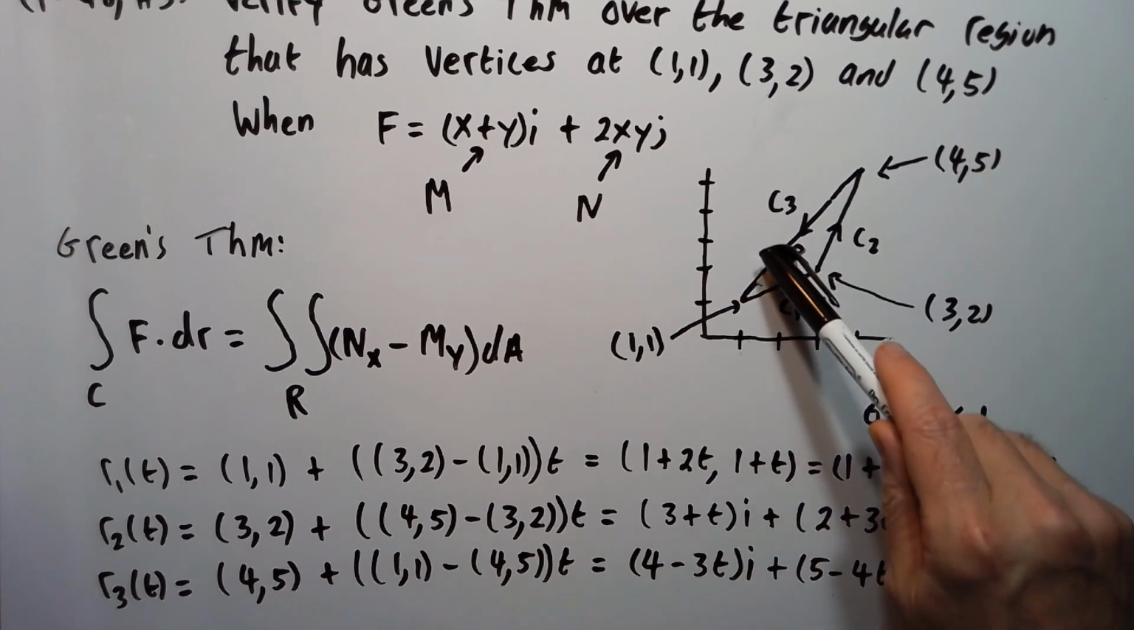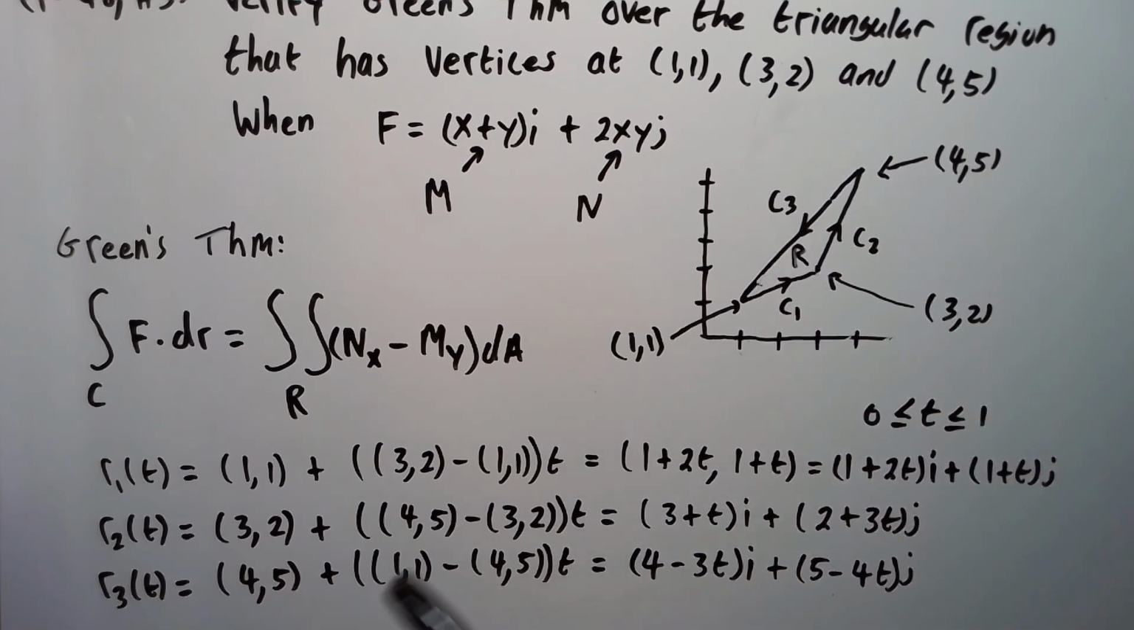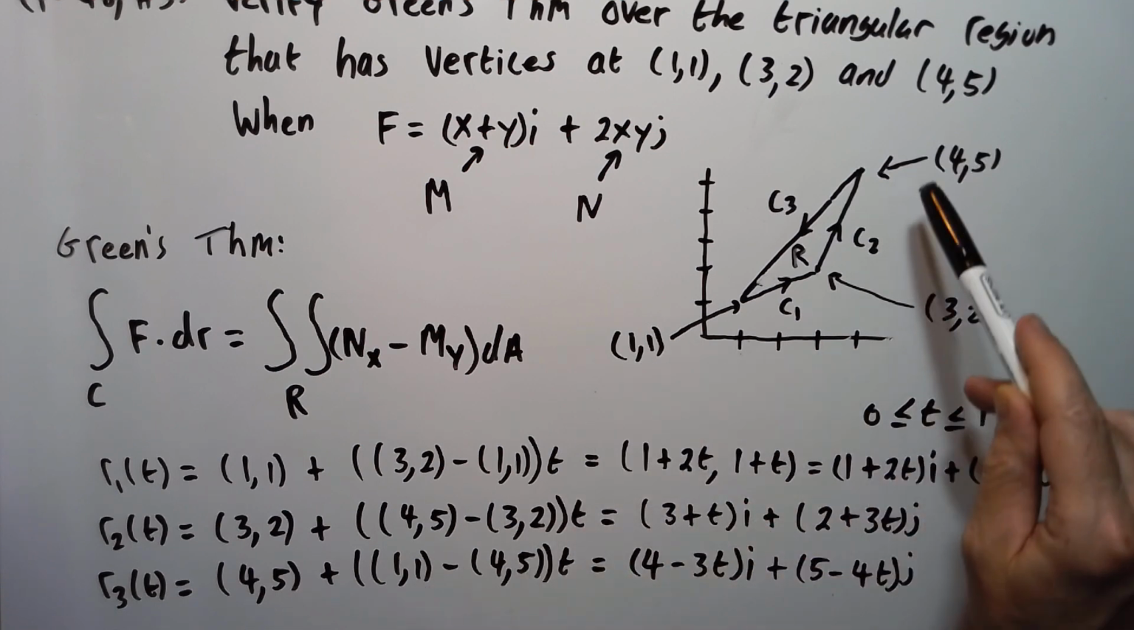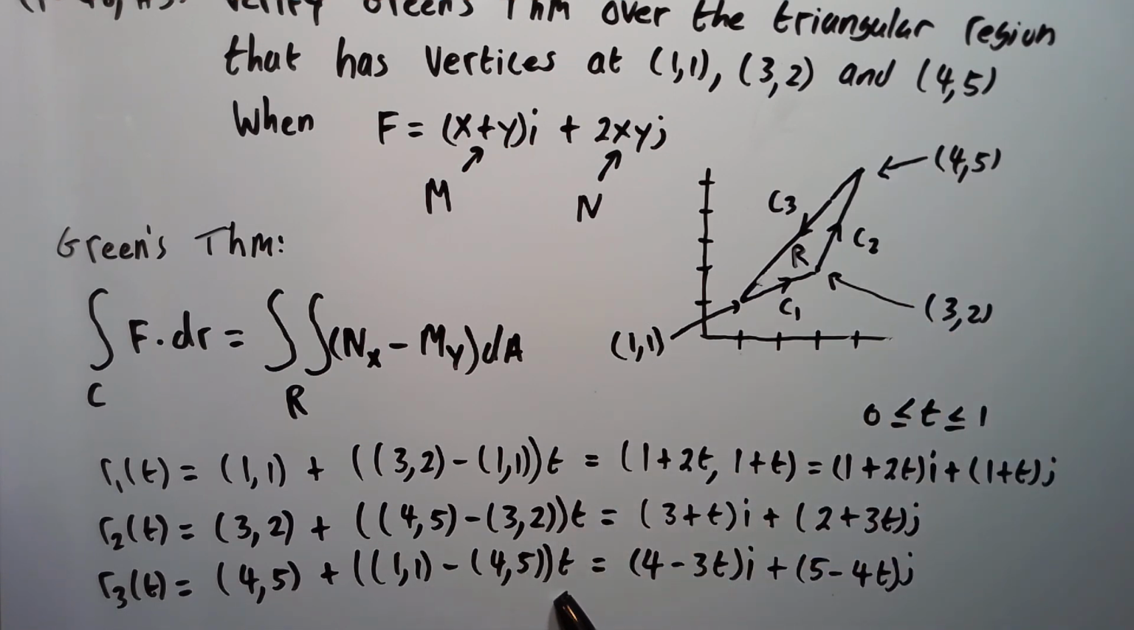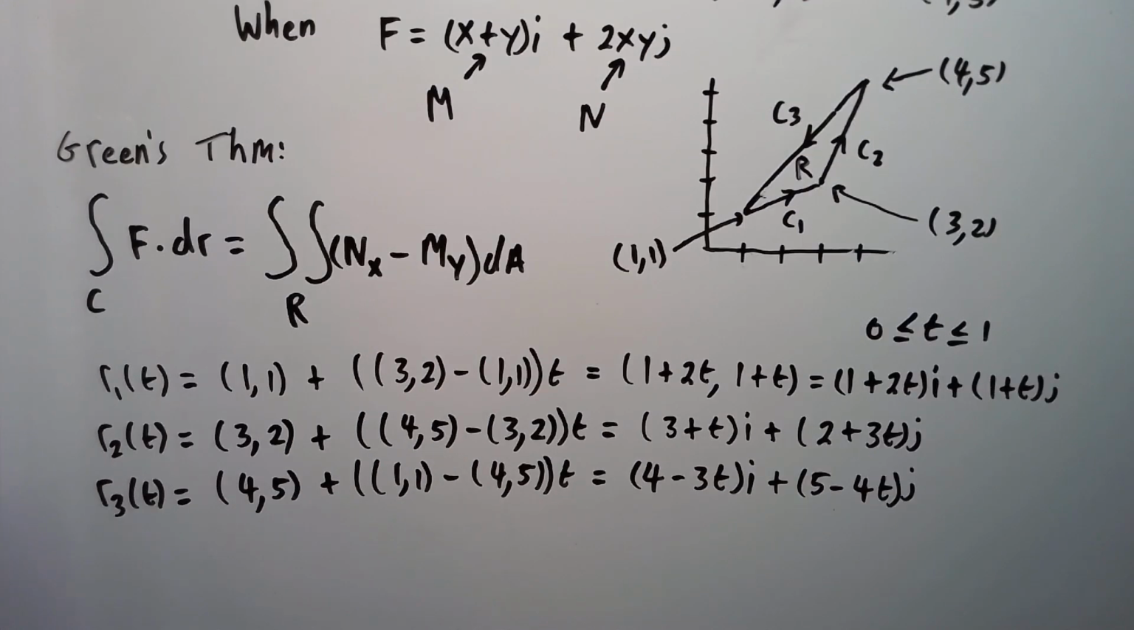So now I'm parameterizing C3. Our start point is (4, 5), so I have it here, plus the endpoint (1, 1) subtract the start point (4, 5) times t. I'll let you check, it becomes (4 minus 3t)i plus (5 minus 4t)j. Okay, so let's keep going. Let's find the derivatives.